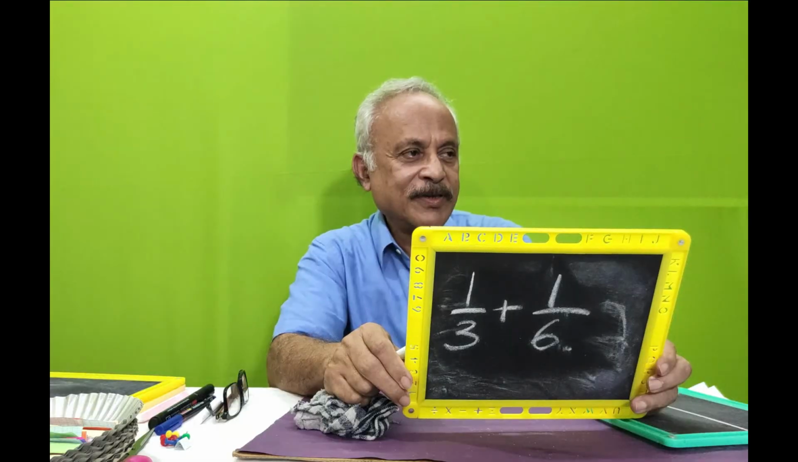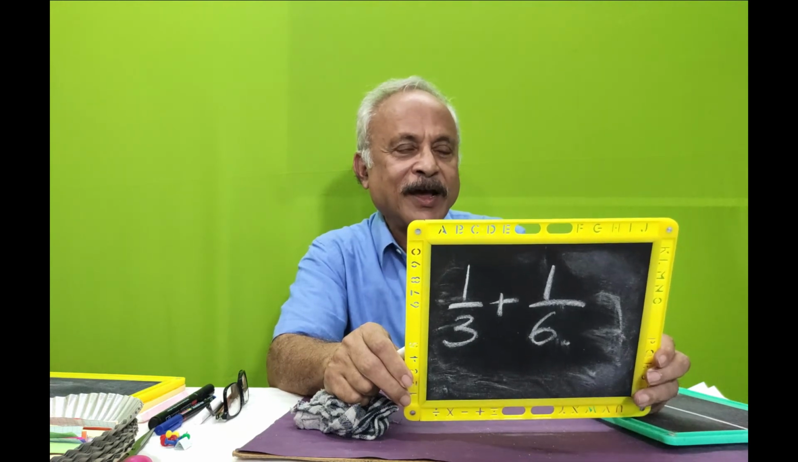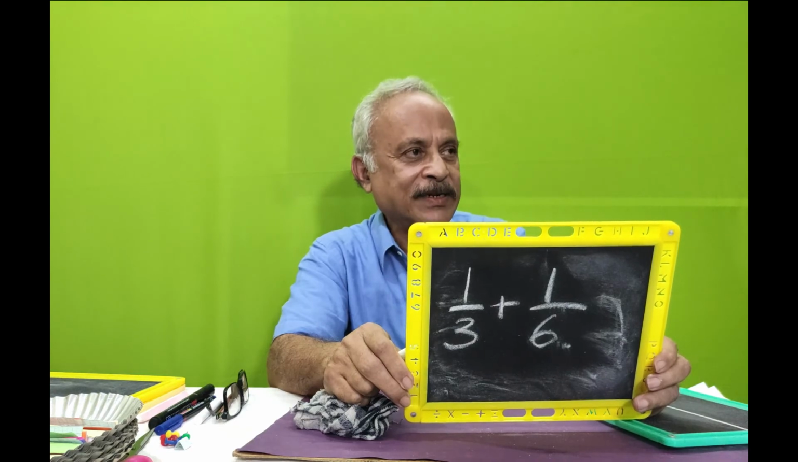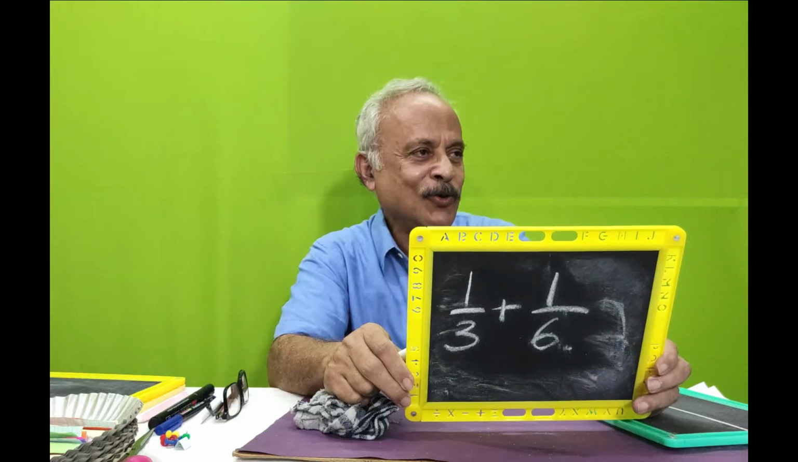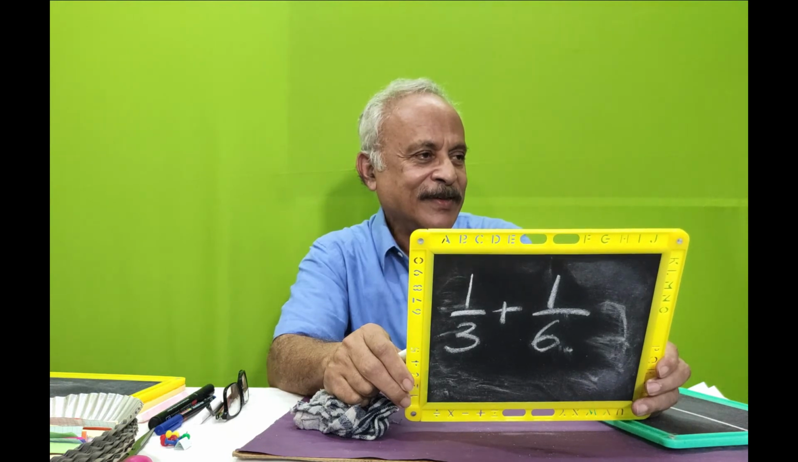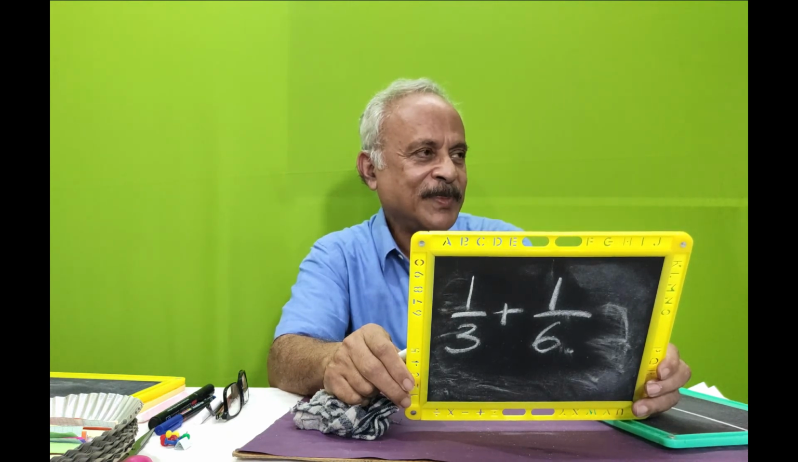Okay, so Dhyanjyoti and Nandita, both of you have got different answers, but I can tell you that both your answers are correct. So just share what you have done with each other, show what you have done to each other. And Nandita, can you explain why both the answers are correct?